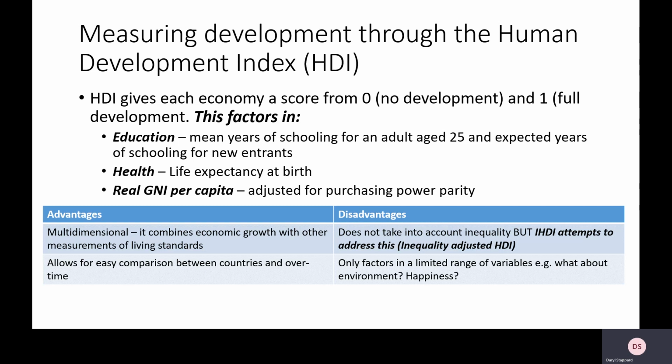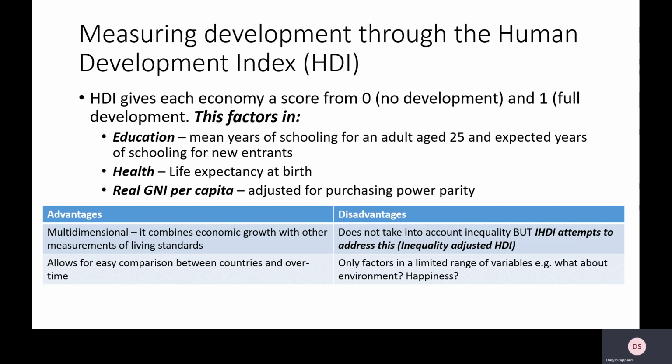Now, there are some problems with it though. It doesn't factor in inequality. So real GNI per capita, even with purchasing power parity, for example, doesn't consider inequality within the economy. But what I would say, there is something called the IHDI. This is an inequality adjusted Human Development Index, which tries to factor in the level of inequality within an economy. So if they believe inequality was really, really high, you would downgrade their HDI score to factor that in.